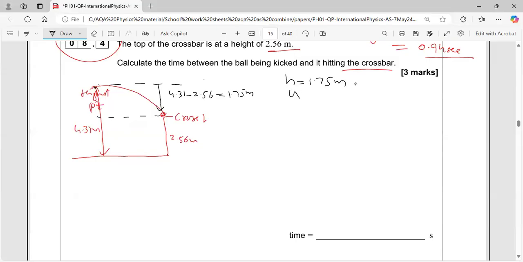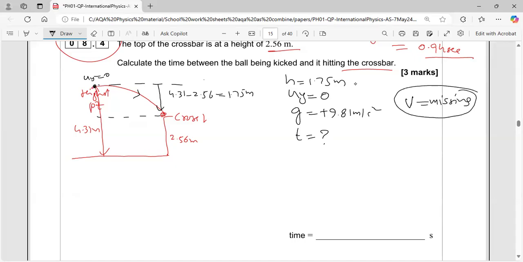The initial vertical component over here is 0 because it is moving horizontally. So initial vertical is 0. G here will be plus 9.81 because now you are considering the downward motion. This is your start, and as the start point, it's going down. So it is plus 9.81, and you have to find the time. So you don't have final velocity. So V is missing, so you have to look for the SUVAT equation in which V is missing.